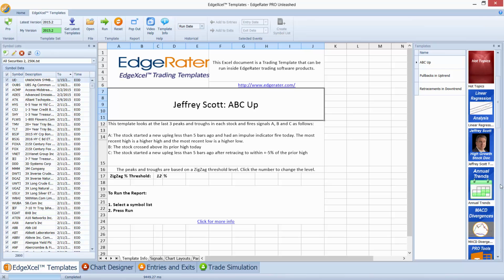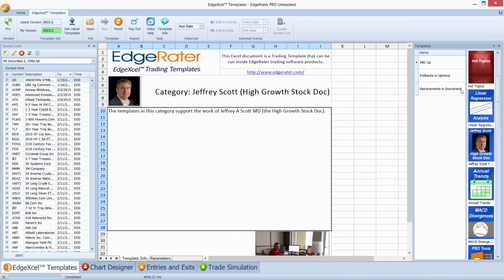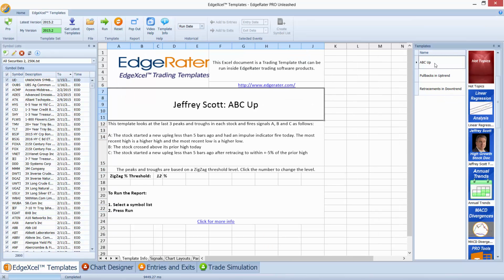So it is in Jeffrey's category. It's called Jeffrey Scott, the High Growth Stock Doc. A little picture there of Jeffrey. You can click on his picture, and you will find then 3 templates that are in that category. There's this template we're talking about now, which is the ABC Up template. So that's the one we should be selecting.